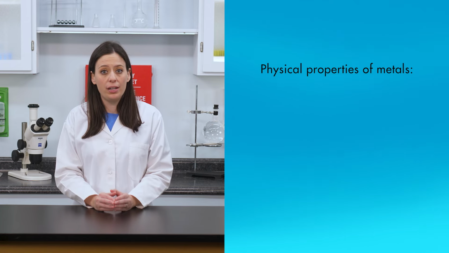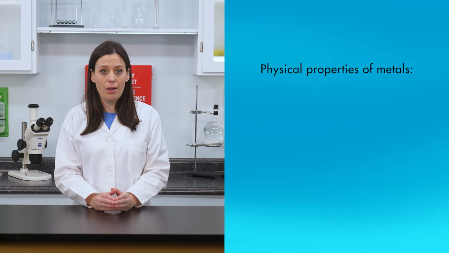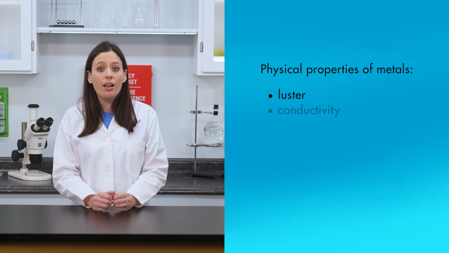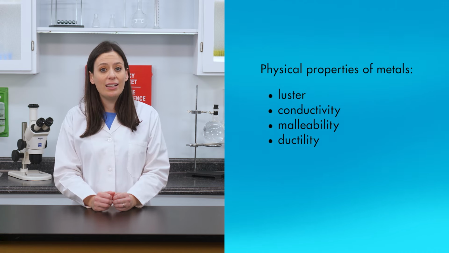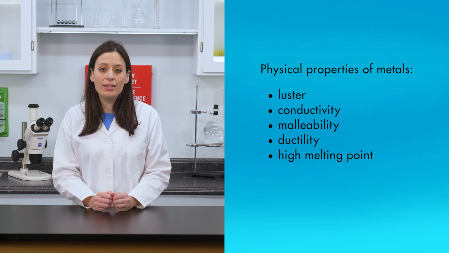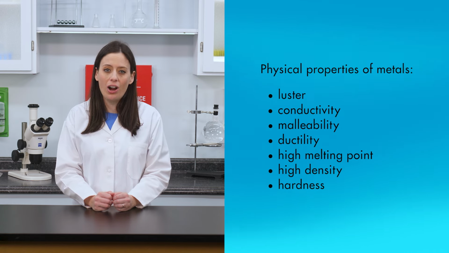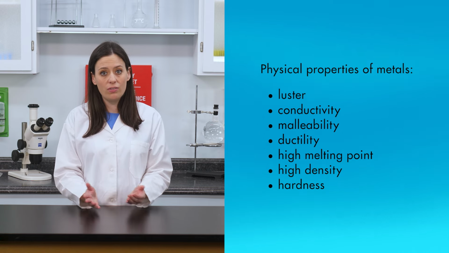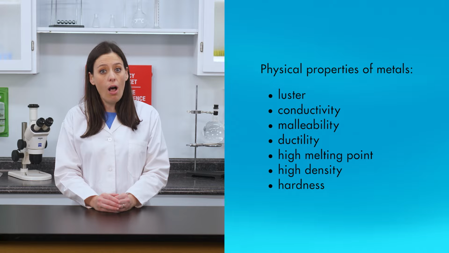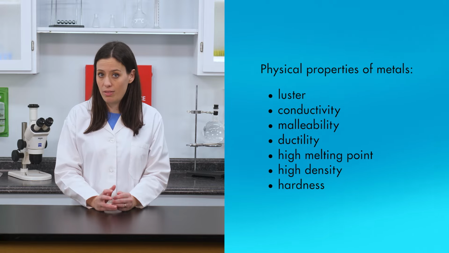Some physical properties we usually associate with metals are luster, conductivity, malleability, ductility, a high melting point, high density, and hardness. Only a few metals possess all of these physical qualities, but all metals have at least some of them.